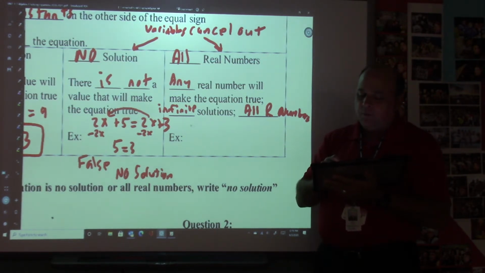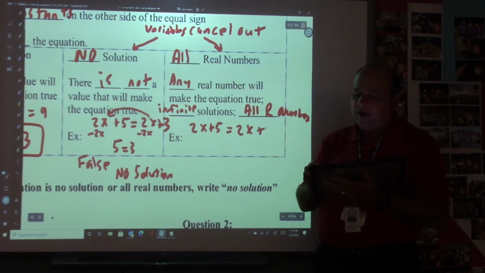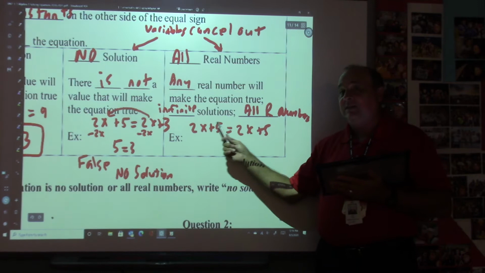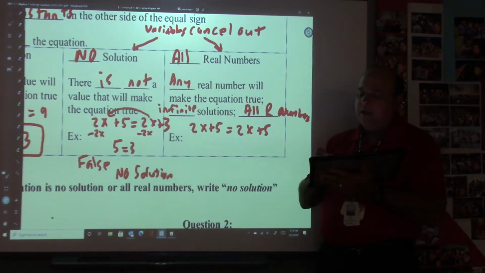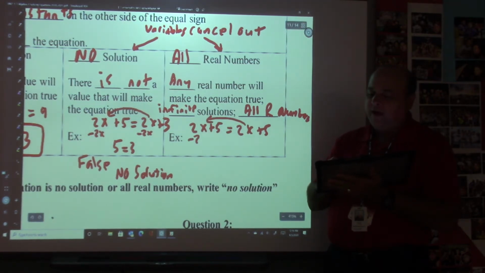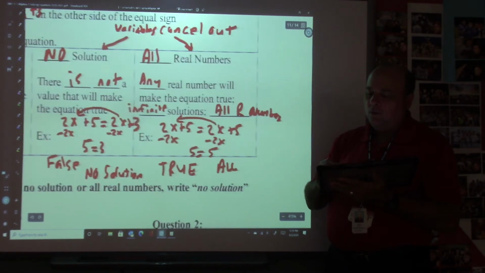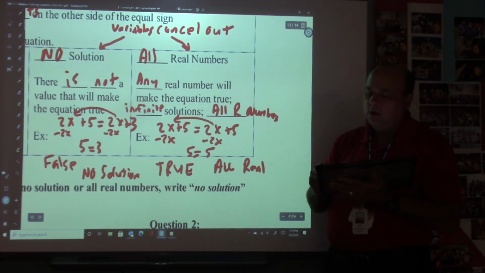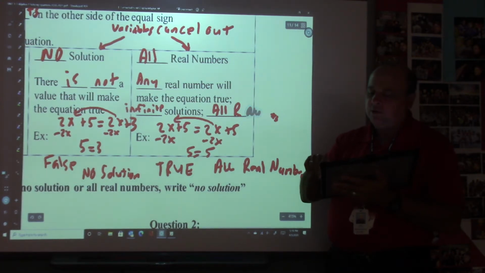An example would be 2x plus 5 equals 2x plus 5. Notice the left is exactly the same as the right. So if I were to move over my 2x, it would cancel out, and I would get 5 equal to 5. If you write down true, then it's going to be all real numbers. And let me change that to real up here.